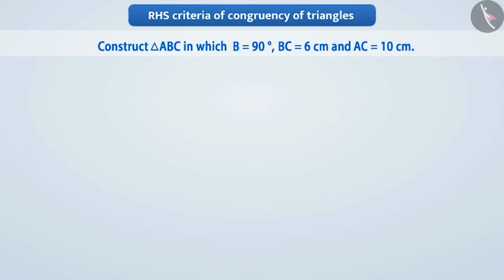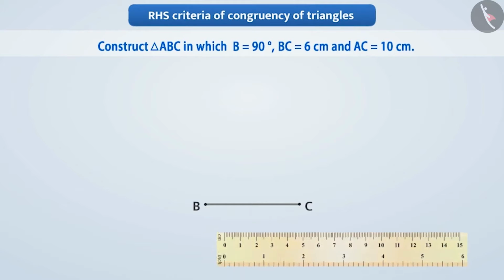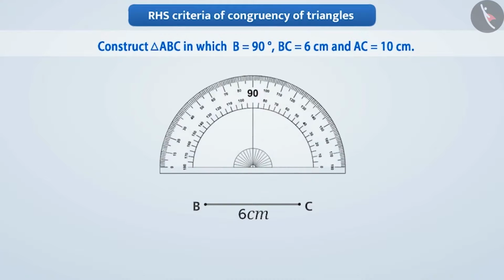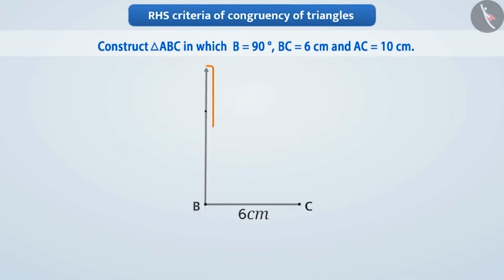Let us tell you. For this, we will draw a line segment BC, which is 6 centimeter in length. Then we will draw a right angle from point B to BC with the help of a protractor. A will be positioned on this ray. Can you tell how we will find the position of A? Give it a thought.